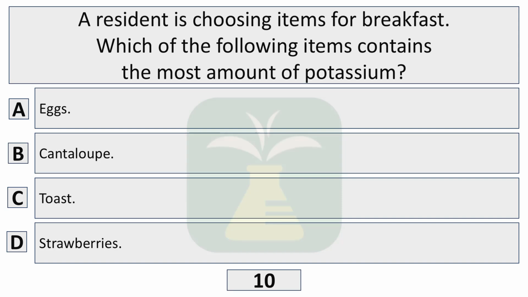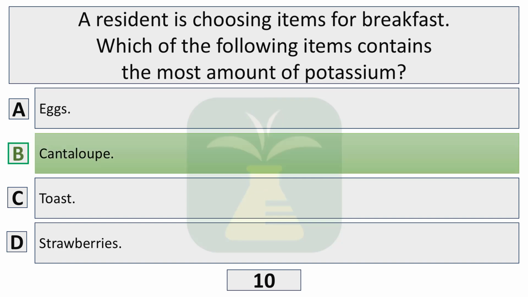A resident is choosing items for breakfast. Which of the following items contains the most amount of potassium? A, eggs, B, cantaloupe, C, toast, D, Strawberries. Correct answer, B. Cantaloupe. Cantaloupe is a melon that contains massive amounts of potassium. Other foods that contain high potassium include bananas and dark leafy greens.